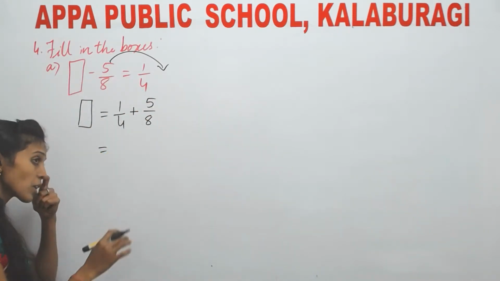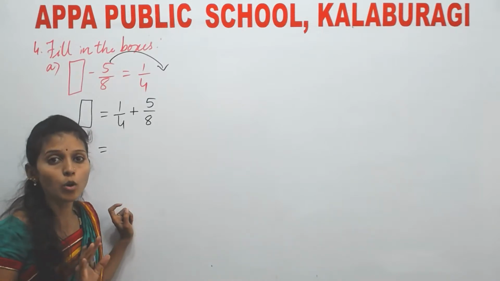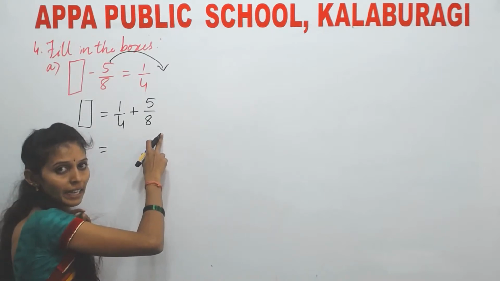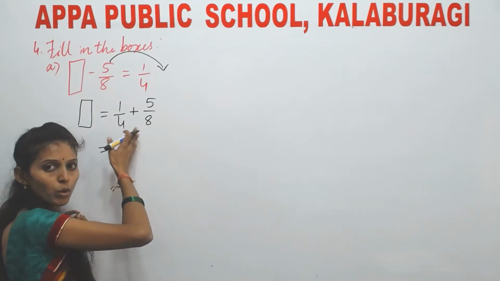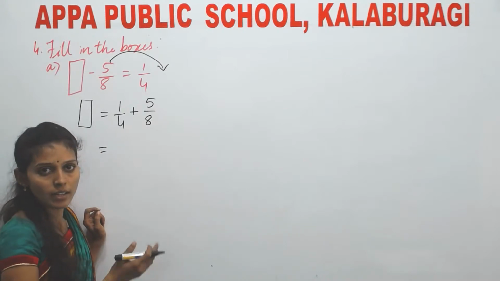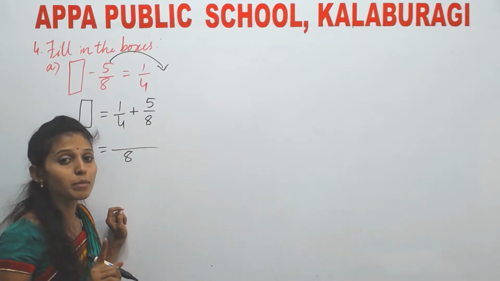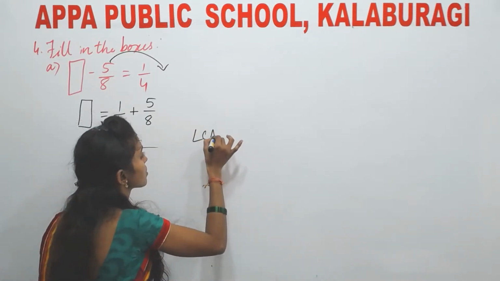Now the denominators are not co-prime. So the LCM of 4 and 8: see, 8 is in both tables. 8 ones are 8 and 4 twos are 8. So the common multiple is 8 only. LCM is 8 only.